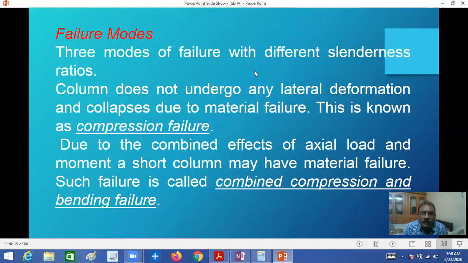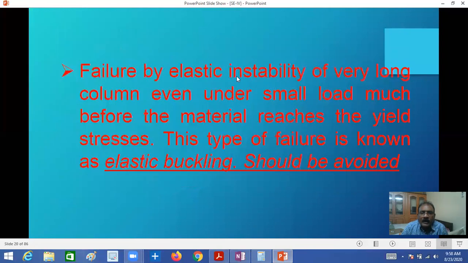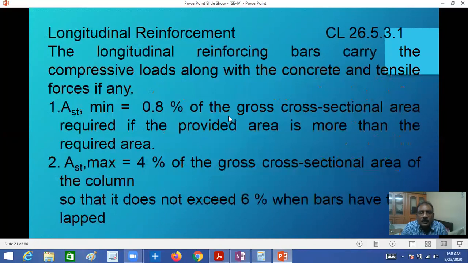So this is one of the important failures. And there is failure by elastic instability of a very long column, when even under a small load, much before the material reaches the yield stress, this type of failure is known as elastic buckling and should be avoided. So this is the problem with the slenderness ratio. Okay, these are failures in the columns.